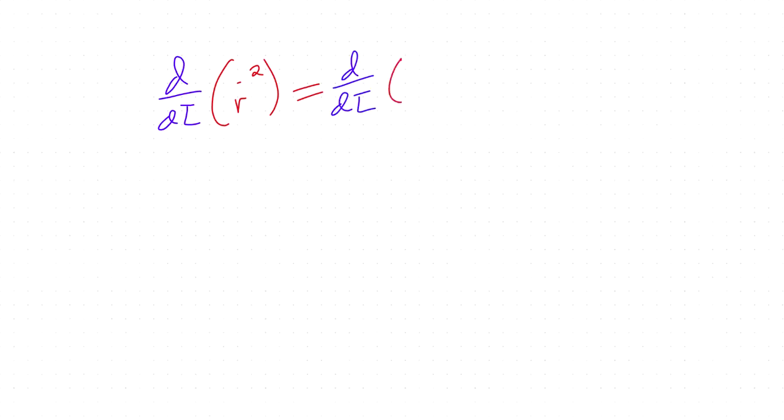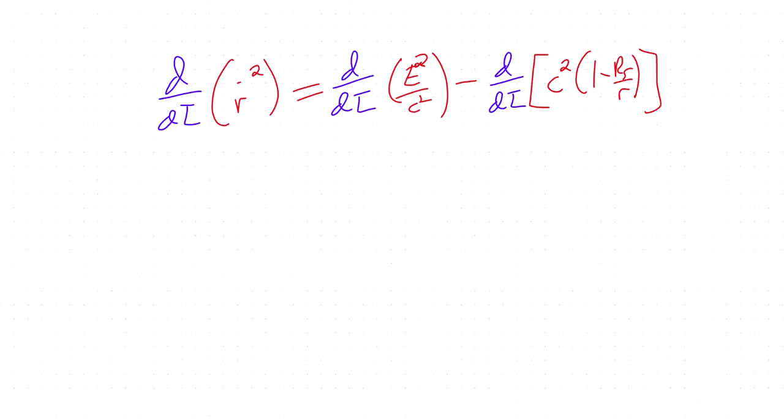So here's what you get, right? If you do d tau of r dot squared, and then you do d tau of this constant, e squared minus c over c squared, minus d tau of c squared times 1 minus RS over R, right? Keep in mind that R is a function of tau.